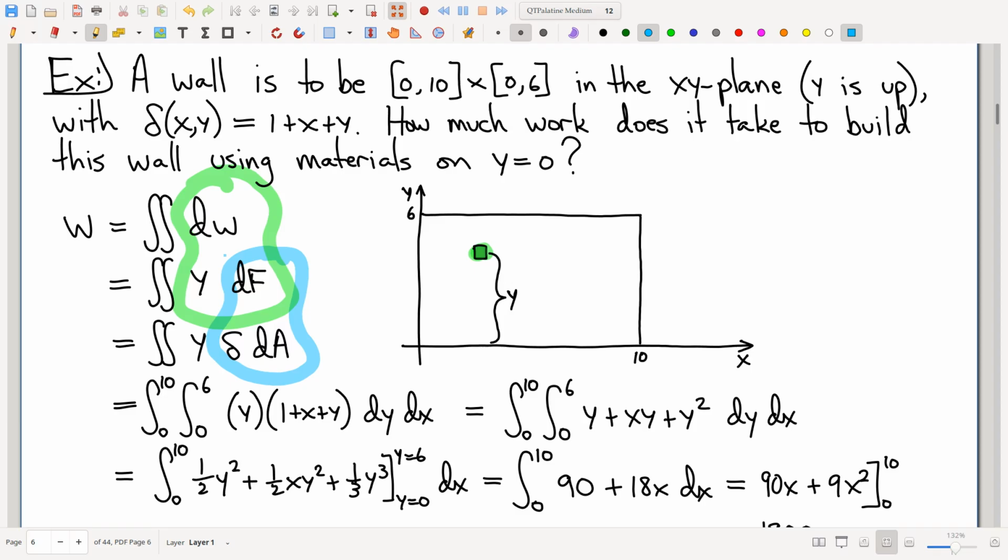Oh, and I kind of skipped over a detail here. The distance, so looking at the green equation here, I claim that work is equal to force times distance. The distance is y because that's how far you have to lift it up to get it to its position that it's going to go into on the wall. All right.